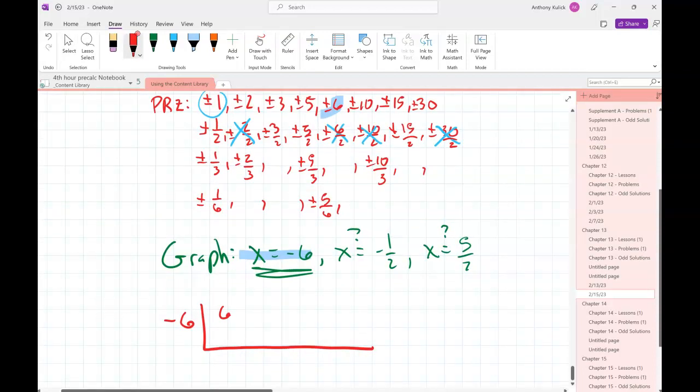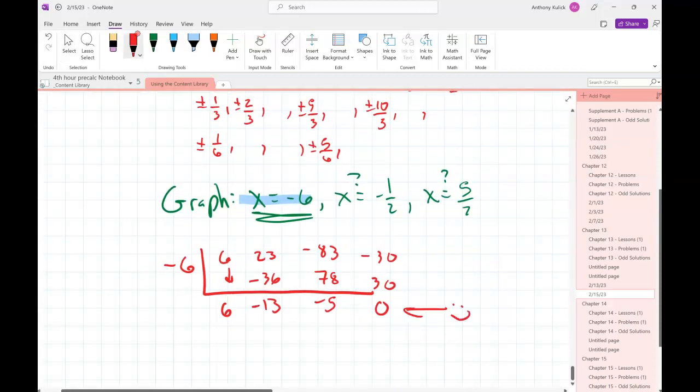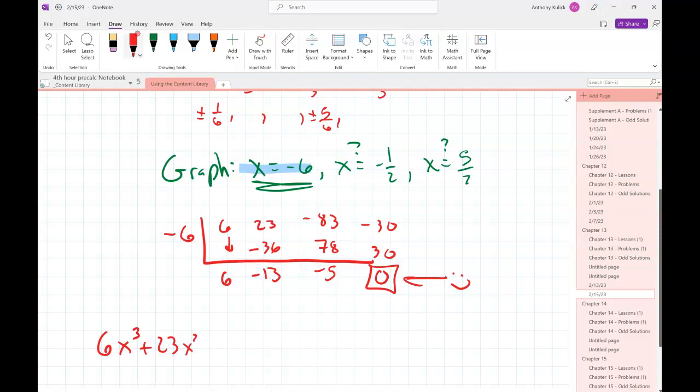So what I have here, 6, 23, -83, -30. I got remainder 0. That's fantastic. So what that tells me then is 6x cubed plus 23x squared minus 83x minus 30 is going to factor to x plus 6 times 6x squared minus 13x minus 5.